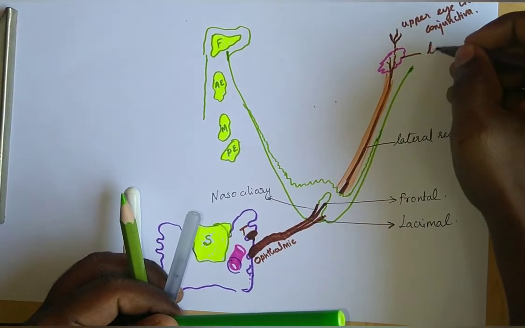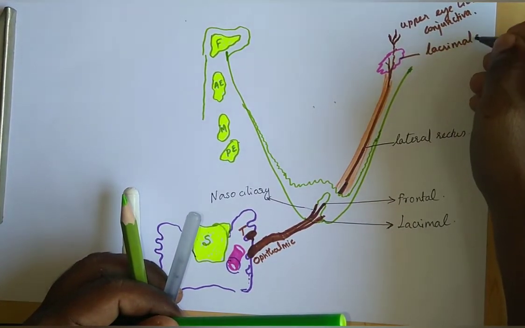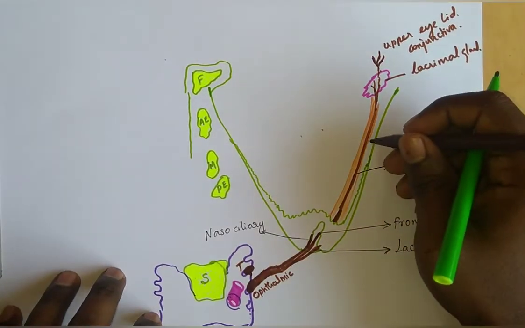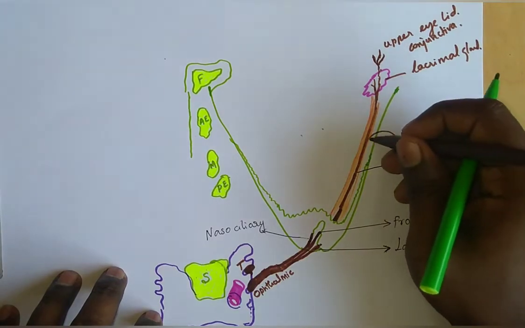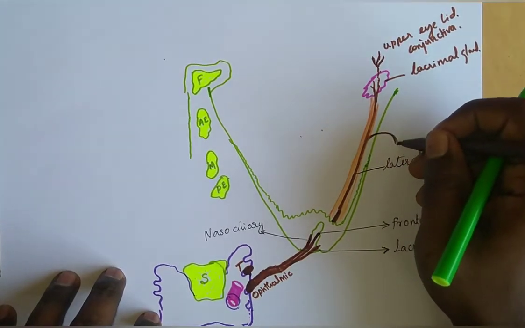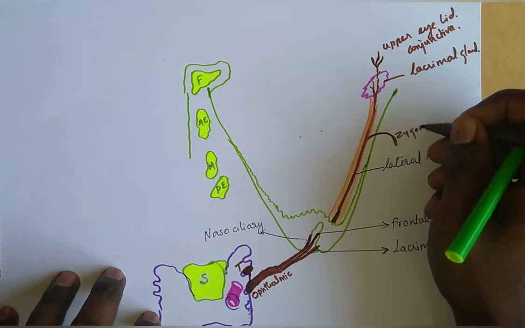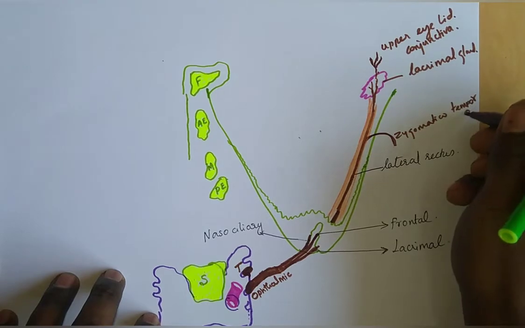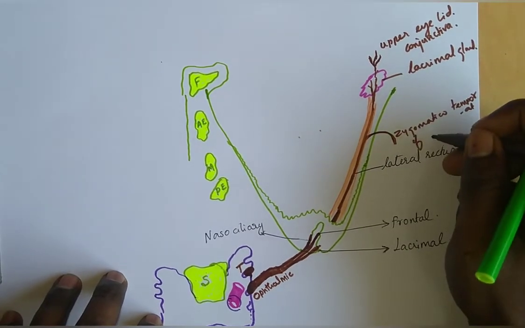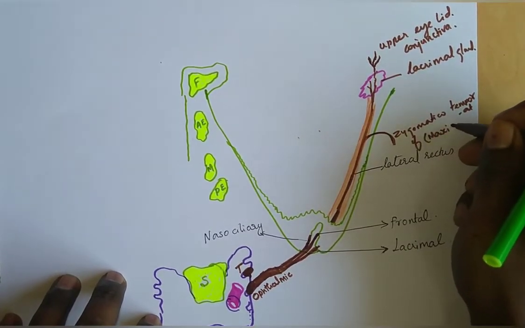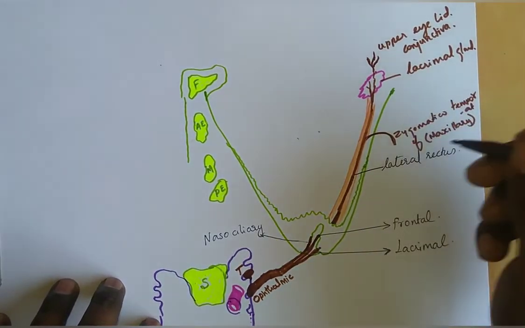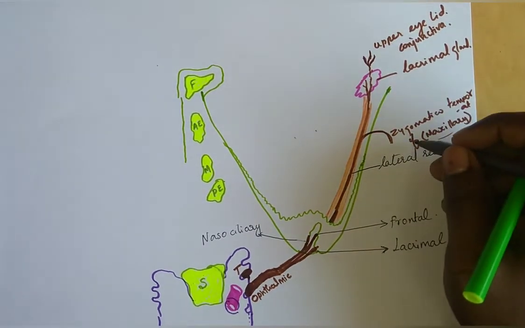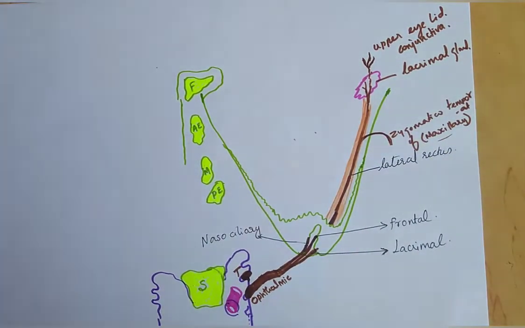This is the lacrimal gland. The lacrimal gland communicates with the zygomaticotemporal nerve, which is a branch of the maxillary nerve. We will see in detail how it communicates when we study the maxillary nerve.